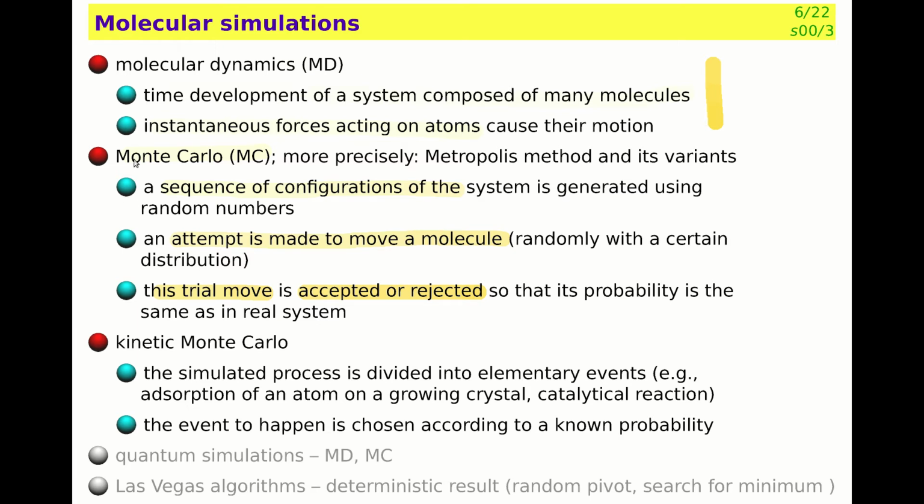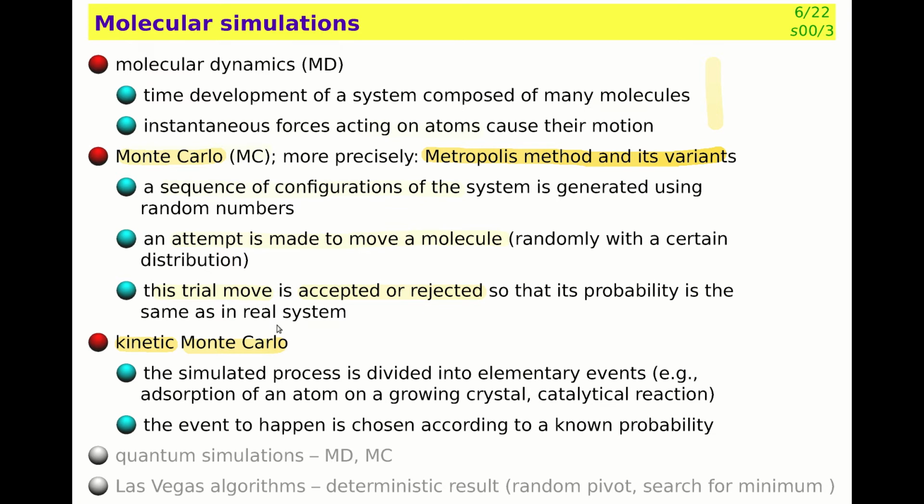This method is called Monte Carlo because it uses random numbers, and you know that there is a casino in Monte Carlo. So there is a third type of method which is called also Monte Carlo, but in this case Kinetic Monte Carlo. Here this Monte Carlo is more precisely called Metropolis method, and there are many variants of this method. I'll speak about it later.